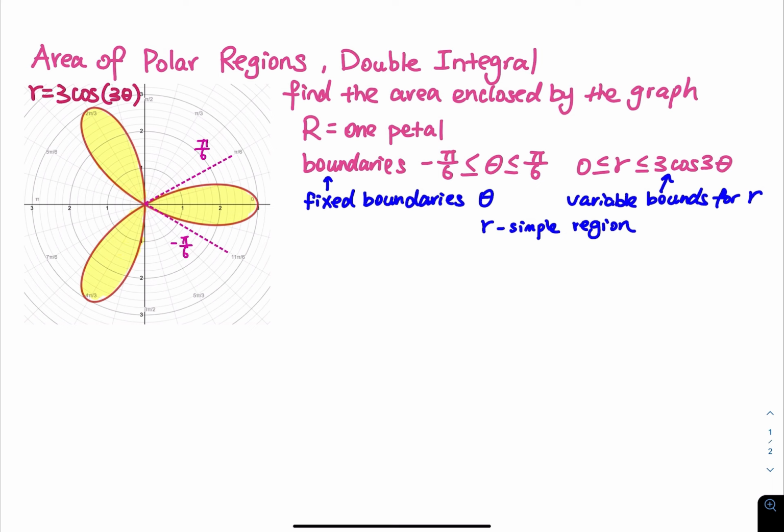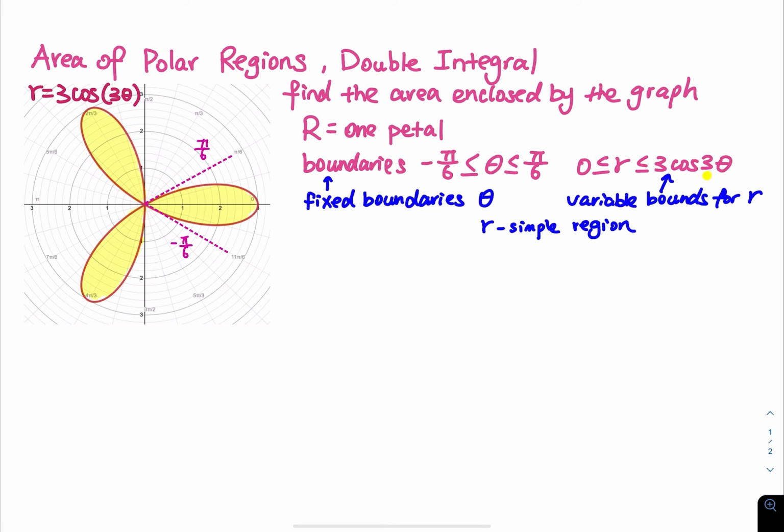All right. So we are trying to find the area enclosed by the graph of r equals 3 cosine of 3 theta, and we let the region R equal 1 petal. The boundaries are that theta is between negative pi over 6 and pi over 6, and r is between 0 and 3 cosine 3 theta. This one has fixed boundaries for theta because the negative and the positive pi over 6 are fixed, they are not changing, and then the variable bounds for r.